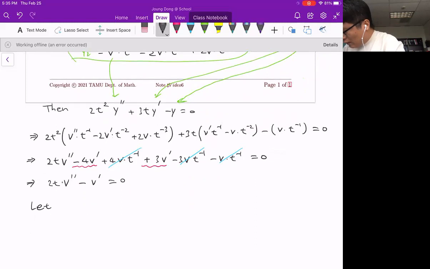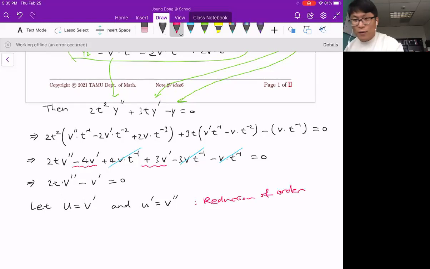Let's define a new function u for v prime, which means the order is reduced by one, right? Then what is u prime then? v double prime. You know what I'm saying, right?